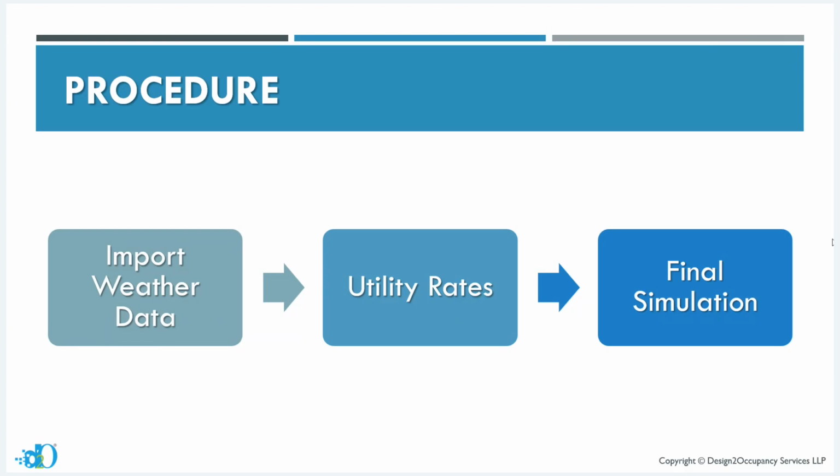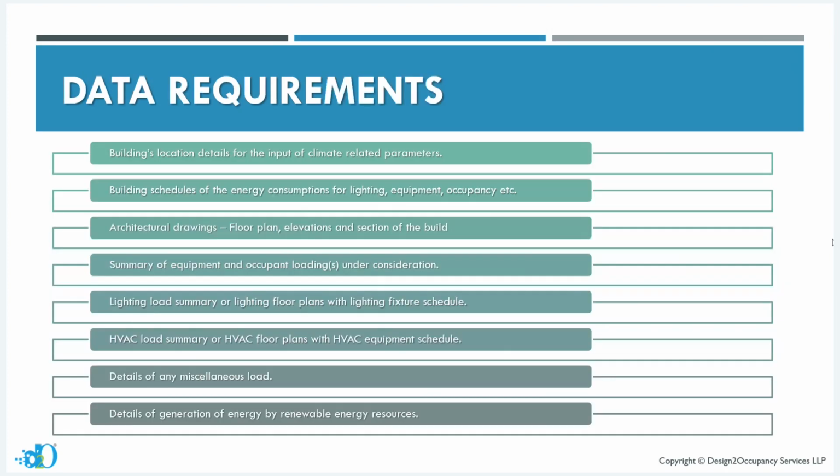also, and then we need to give the utility rates. For the particular location where the building is, we need to give the utility rate of that area, and then we simulate the building. This is the format we are using. It will give us the final results.